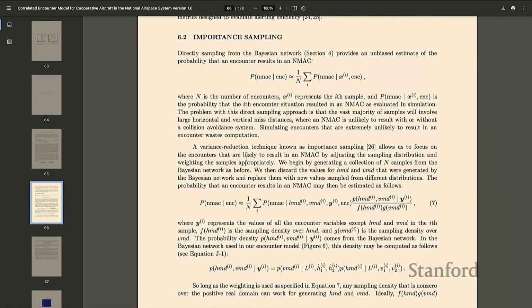And so if you want to get a better estimate on these things, you can actually sample from a different distribution by biasing the distribution after you sample from the Bayesian network to have smaller vertical and horizontal miss distances. And then that will give you the more interesting behavior you need, and then you can do this importance reweighting in order to get an estimate of the probability of near mid-air collision. So that's a cool real-world example of importance sampling helping out in estimating the probability of collision for the ACAS-X collision avoidance system.